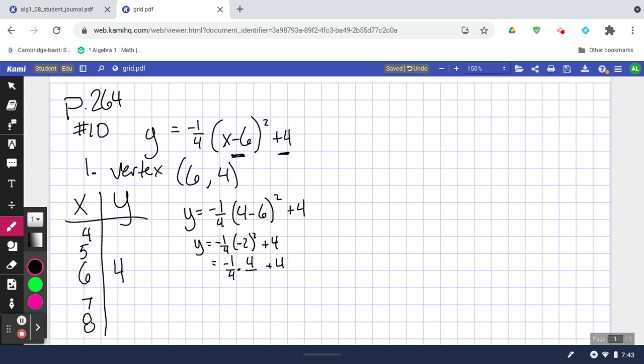I can think of this. I've got a little fraction multiplication that I can do here. So -1 times 4 is -4, 4 times 1 is going to be +4. So I know that's going to be just -1. Okay, so -1 here plus 4, I get 3. Right, so that's my number for 4.